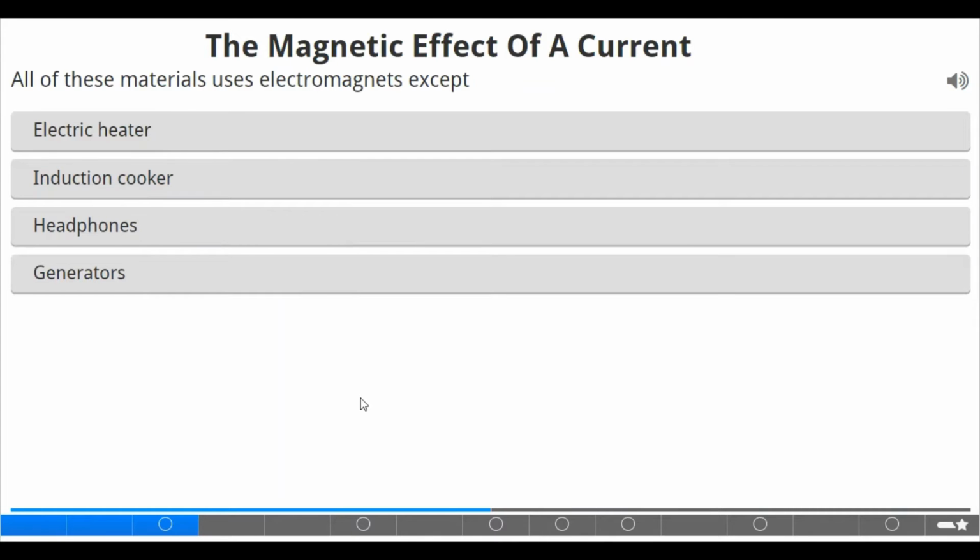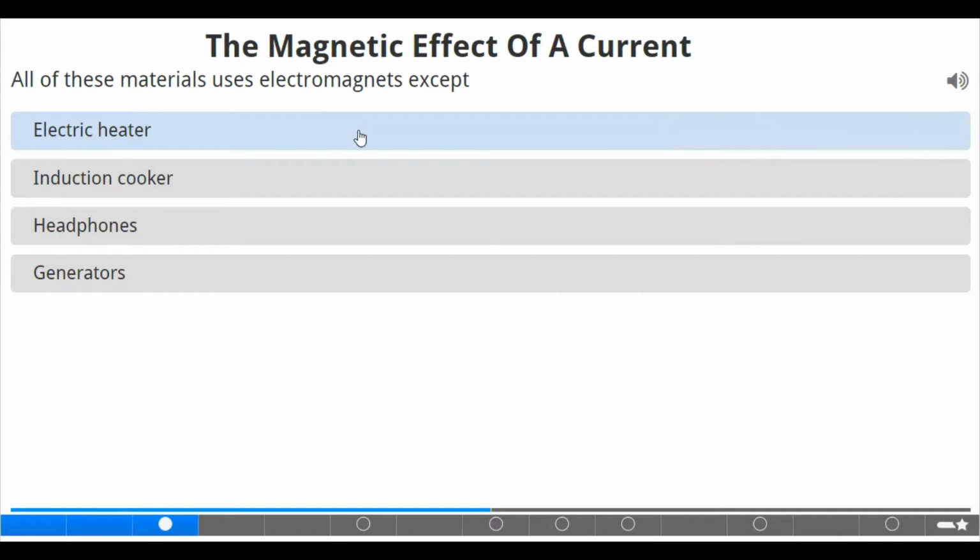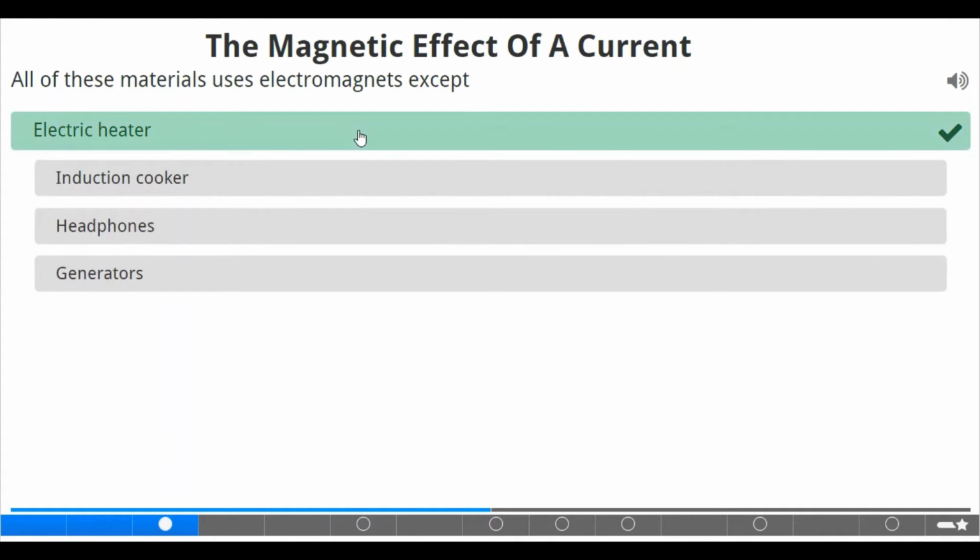All these materials use electromagnets except the electric heater: induction cooker, headphones, generator. A generator has an electric motor, and an electric motor must have a solenoid. The same thing with a headphone, the same thing with an induction cooker, but never an electric heater. So an electric heater does not have an electromagnet.